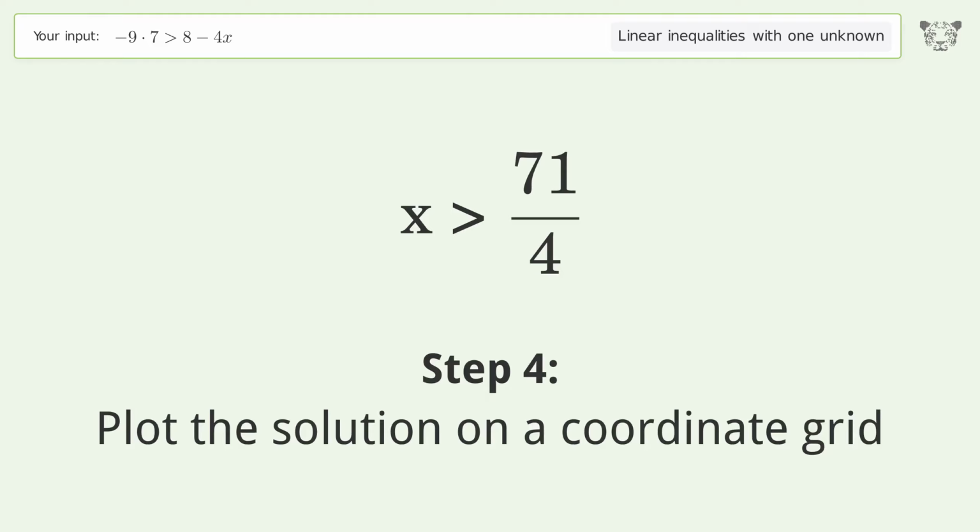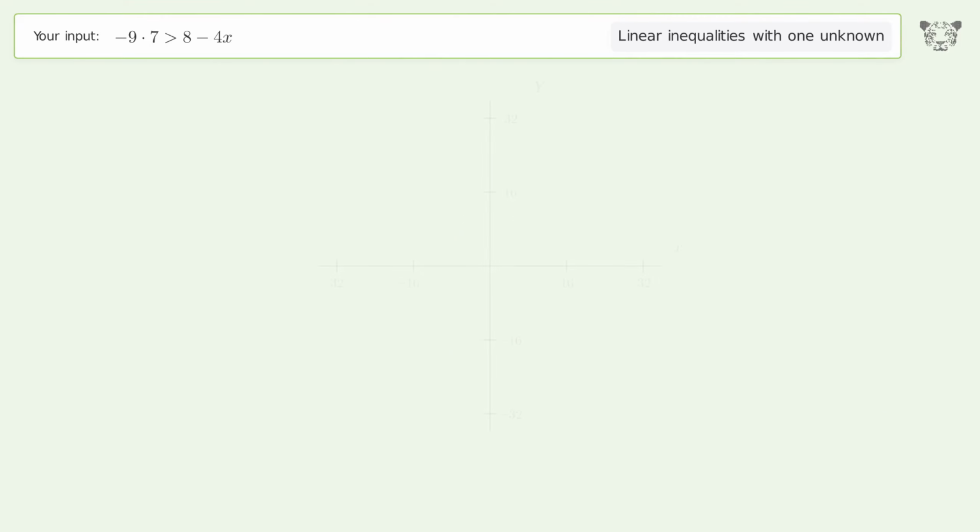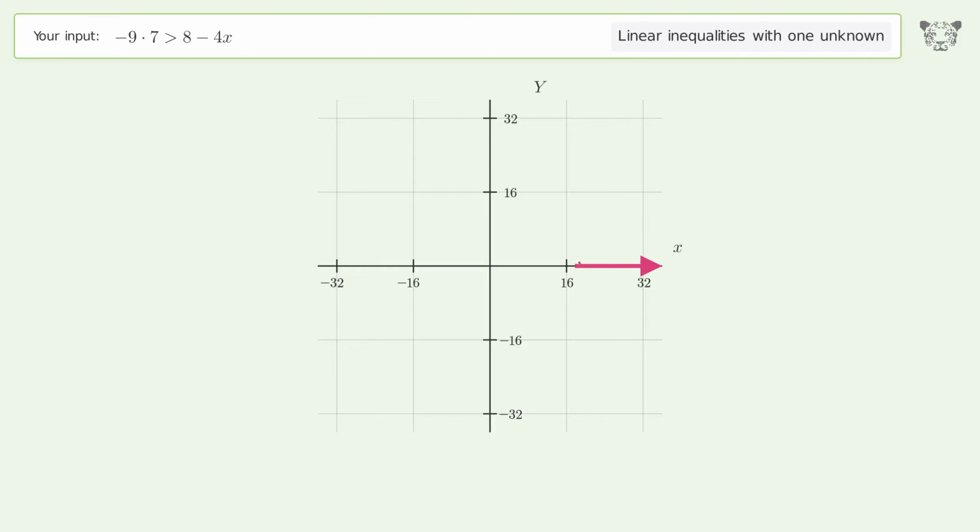Plot the solution on a coordinate grid. And so the final result is x greater than 71 over 4 greater than 173 over 4.